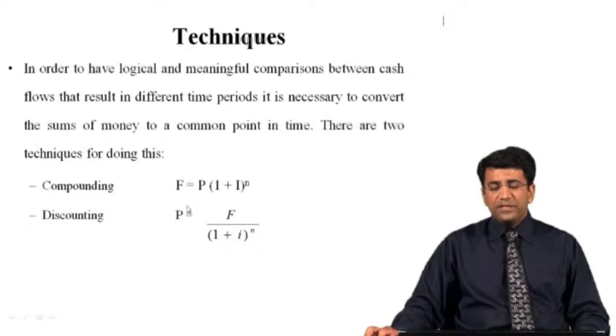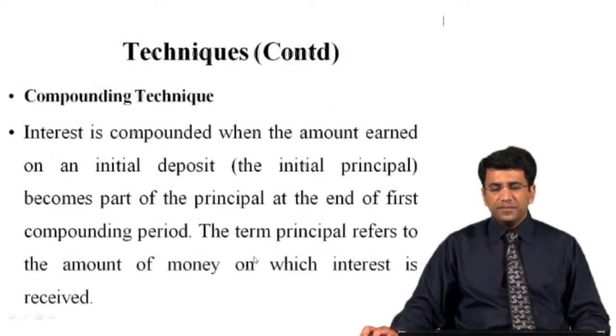Similarly, the formula for present value of money is P is equal to F over (1 plus I) raised to power n. Again, P is the present value of money, F is the future value of money, I is the interest rate, and n is the total number of years. And again, whenever we calculate the present value of money, we use the term discounting for this particular purpose. So in order to have the financial analysis of the projects, we'll have to calculate the present value of the different cash flows, or the future value of the different cash flows, by using either of these formulas. Compounding technique.